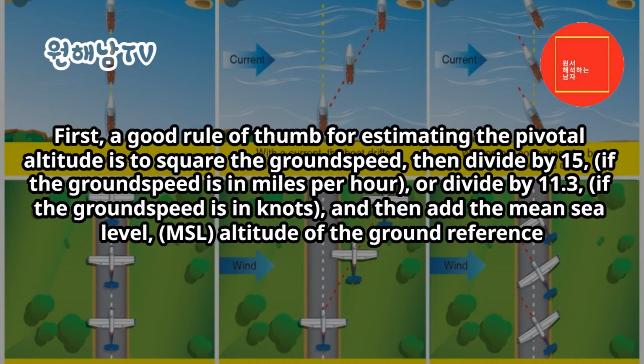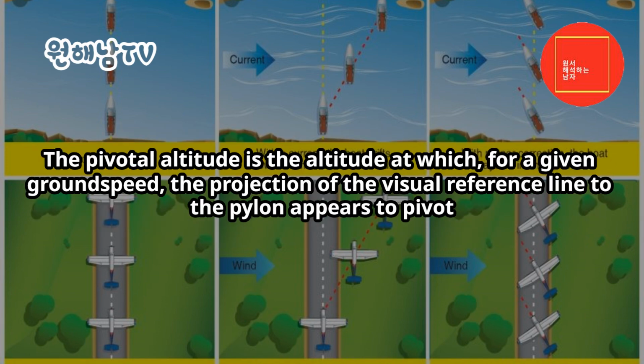First, a good rule of thumb for estimating the pivotal altitude is to square the ground speed, then divide by 15, if the ground speed is in miles per hour, or divide by 11.3, if the ground speed is in knots, and then add the mean sea level, MSL altitude of the ground reference. The pivotal altitude is the altitude at which, for a given ground speed, the projection of the visual reference line to the pylon appears to pivot.